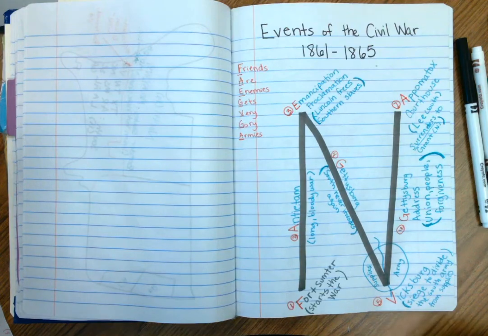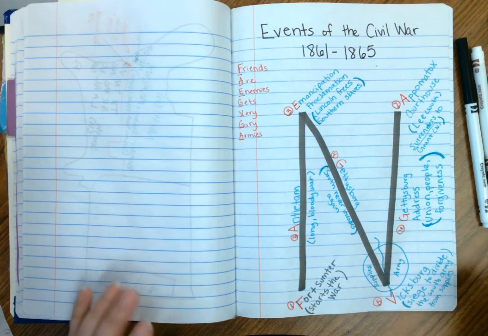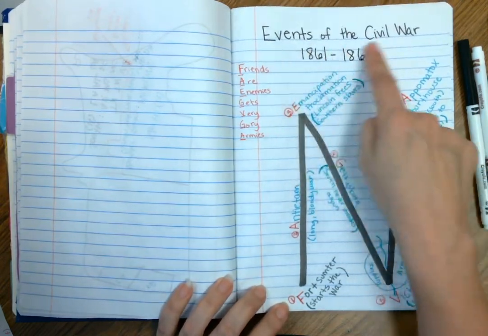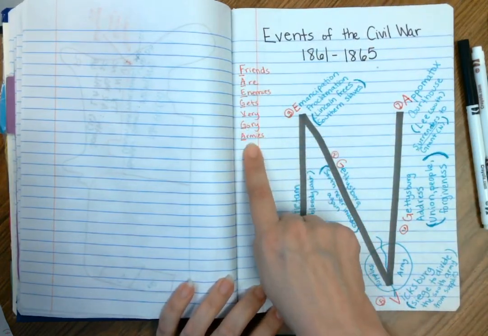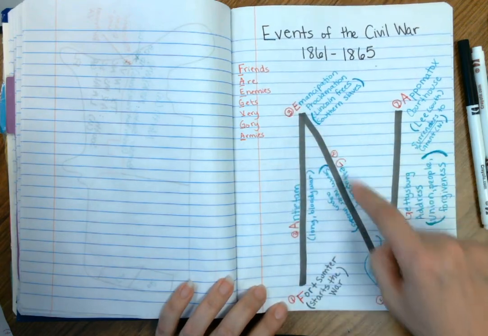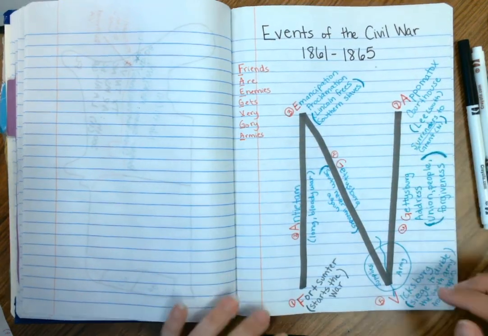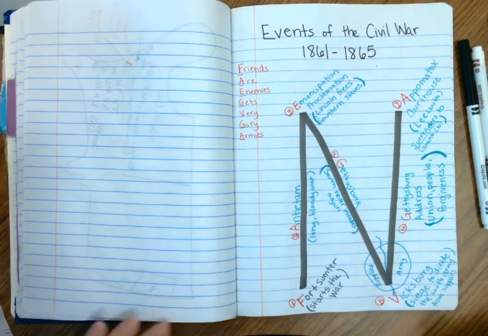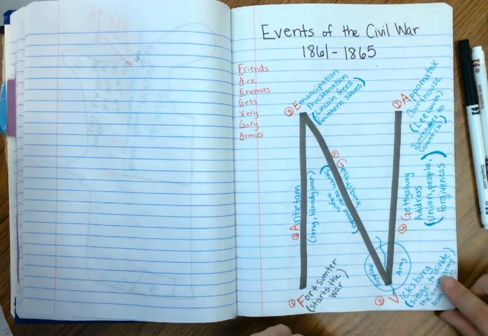Okay, we're gonna set up our illustrated timeline for the events of the Civil War. So I have the page with my N and my events. There's my mnemonic phrase that helps me know those events. It also is gonna help me on my illustrated timeline because these are the 7 events that I am going to illustrate and go through.